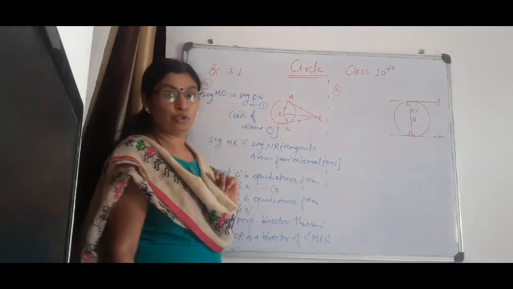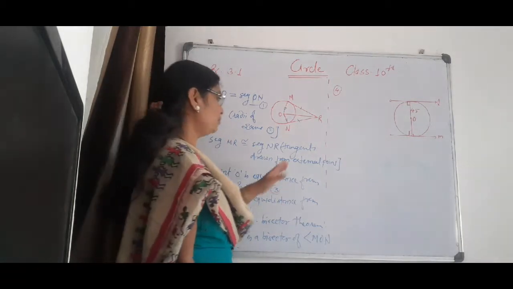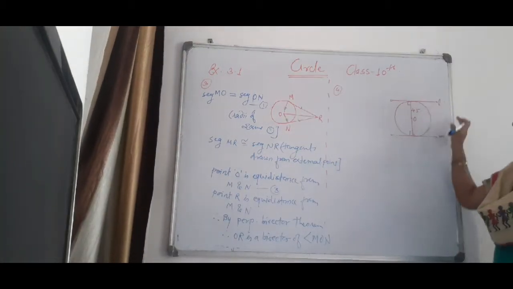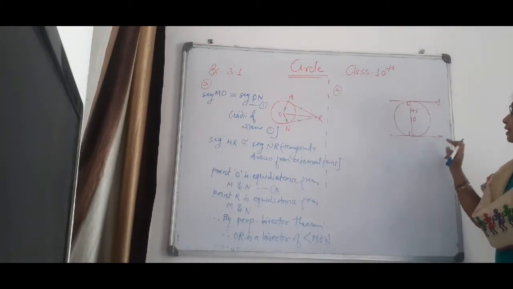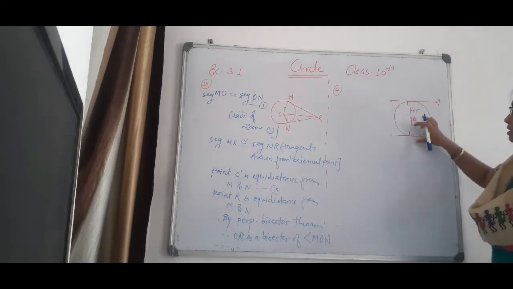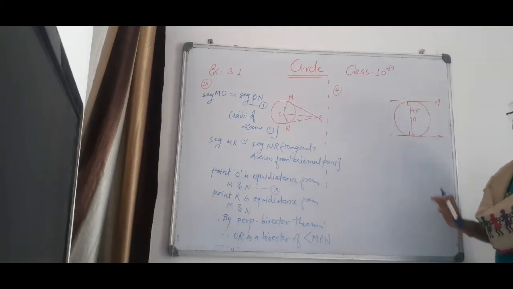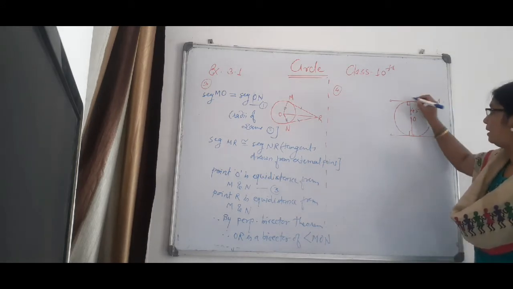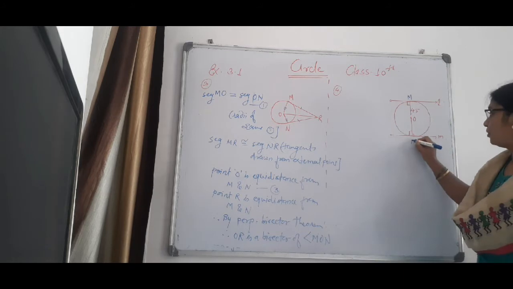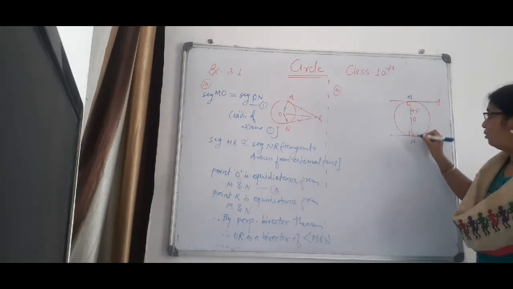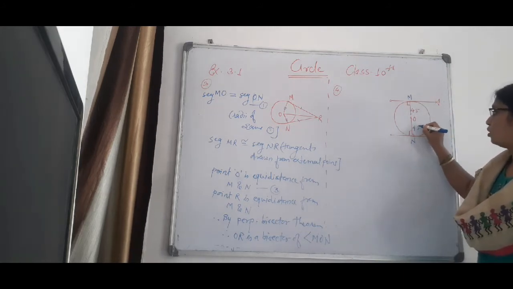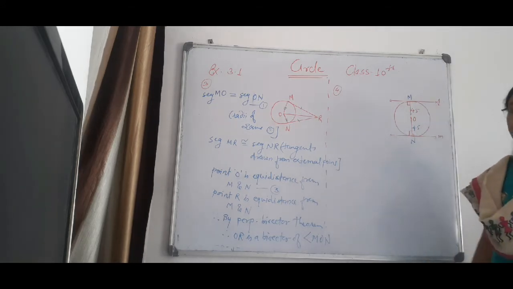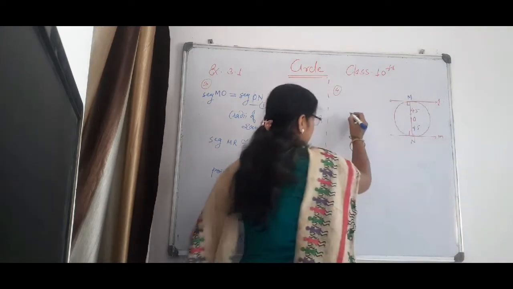Now see here the fourth problem. What is given in the fourth? Here two parallel tangents are given. L and M are the two parallel tangents. You have to find out the distance between these two tangents. Radius is given 4.5. OM is radius and ON is also radius. So it is also 4.5. So total distance is how much? 9 cm.